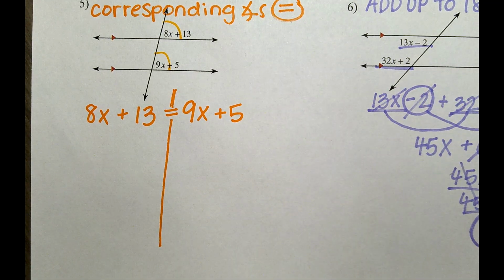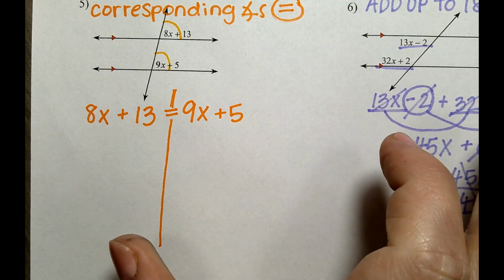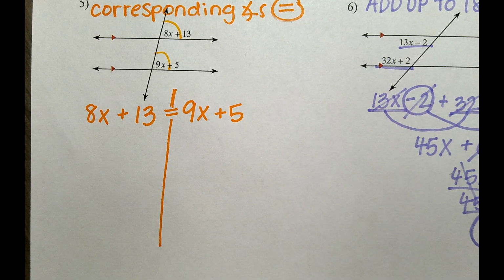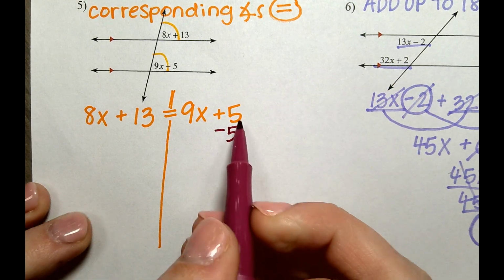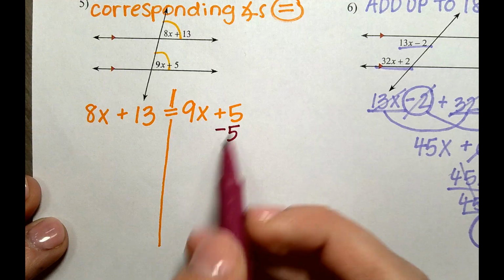We do need to get our like terms together, but we can't just add them. We need to try to get them on the other side of the equal sign. So this is where we use inverse operations. We have to do the opposite thing to combine. Riley said, let's subtract 5. Yeah, let's do that. I'm going to subtract 5 to get rid of this 5.